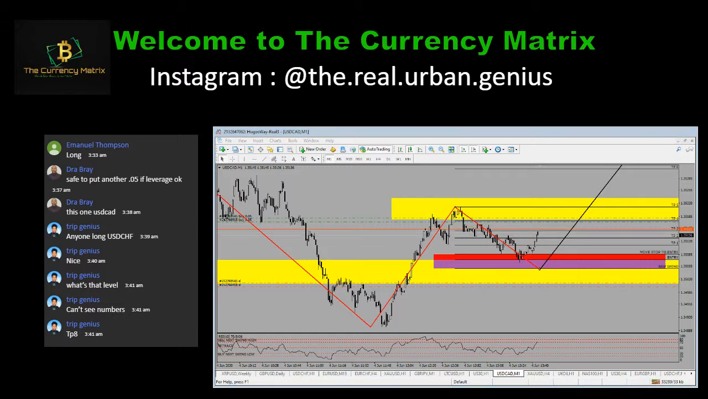Let me know if you guys were able to catch that USD CAD and USD CHF trade. So that's going to give us our 50 today.